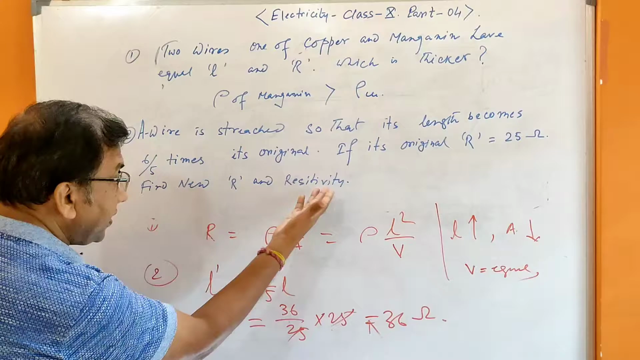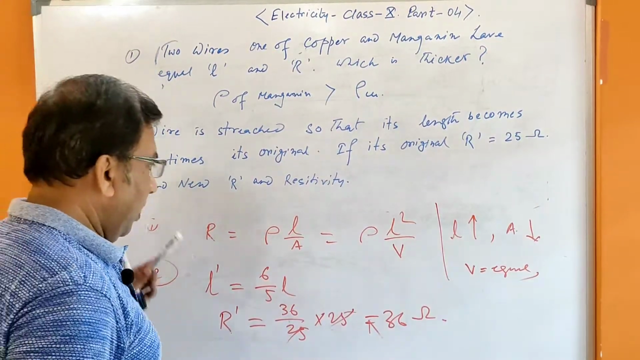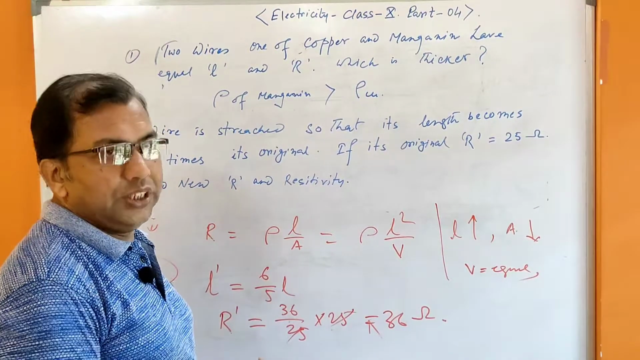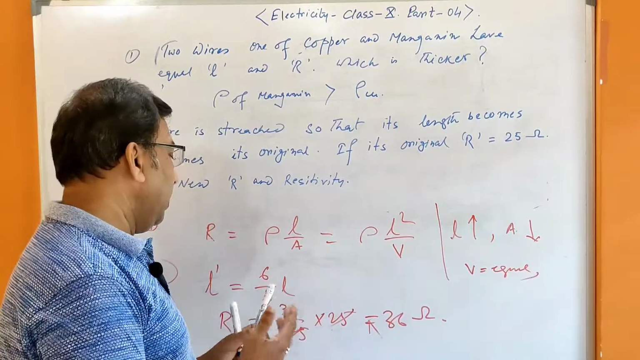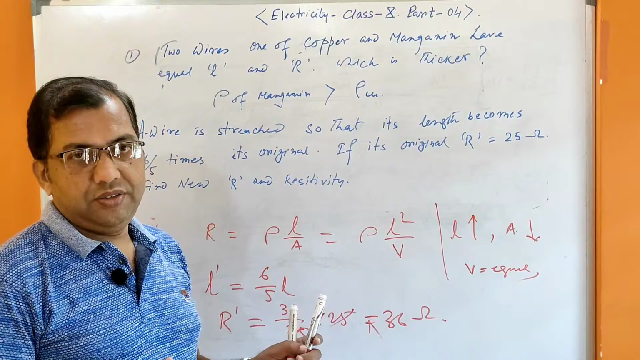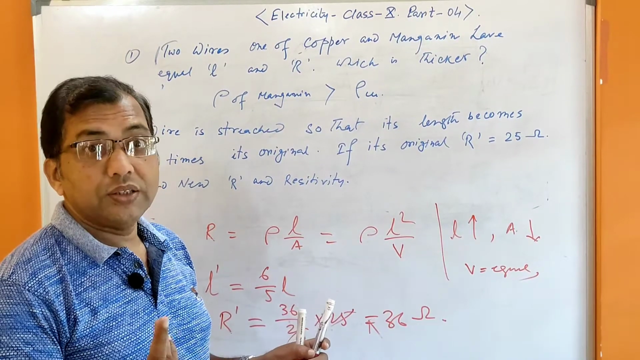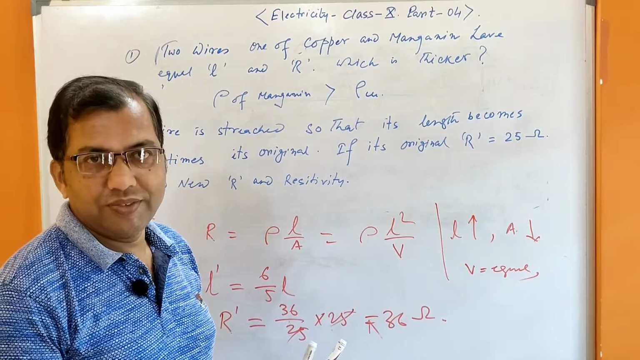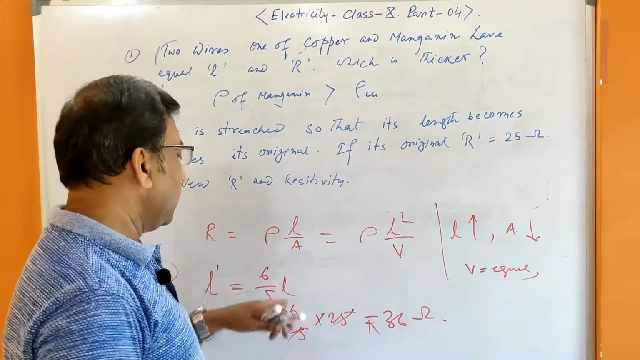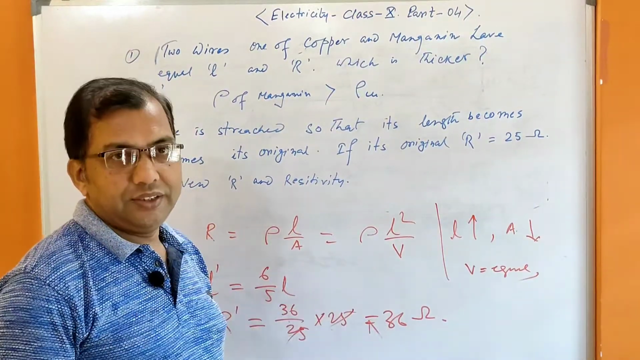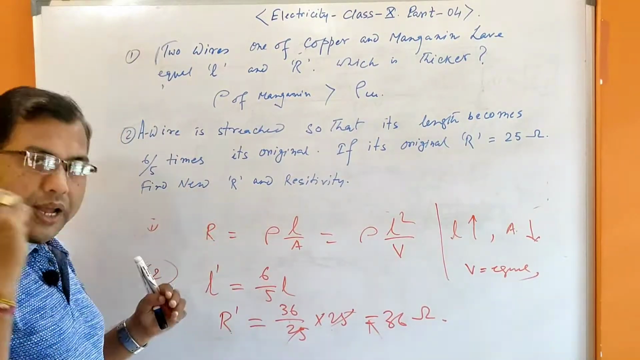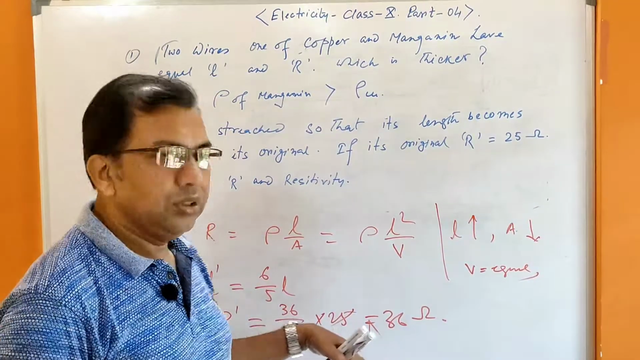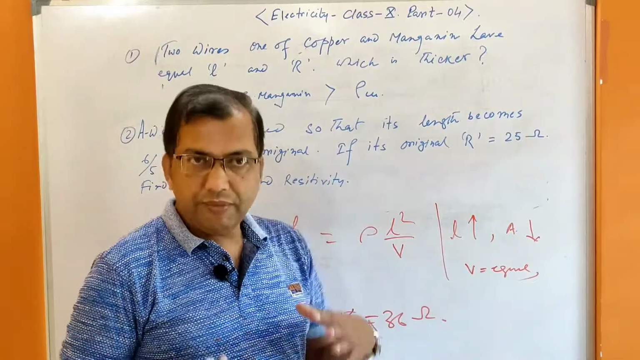But what is the new resistivity? Will it change? No, because resistivity will not be affected. The length and area of cross section have no effect on resistivity. So it does not change. Okay? Do this and practice all the sums from your book. I will discuss more if time permits.